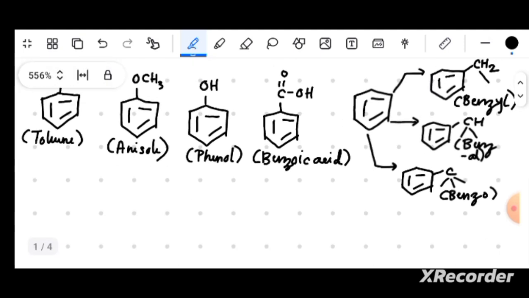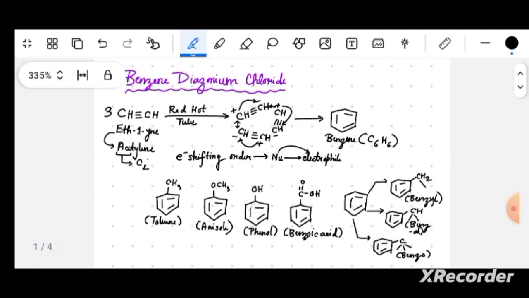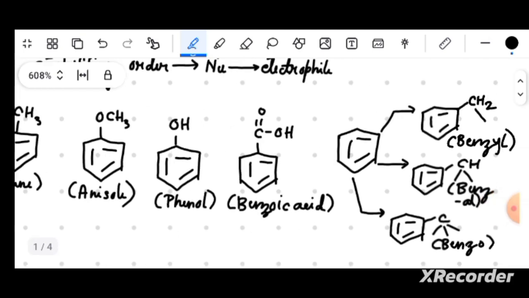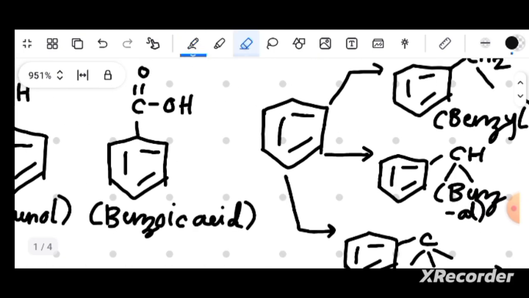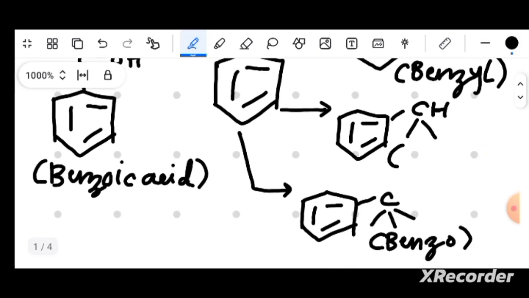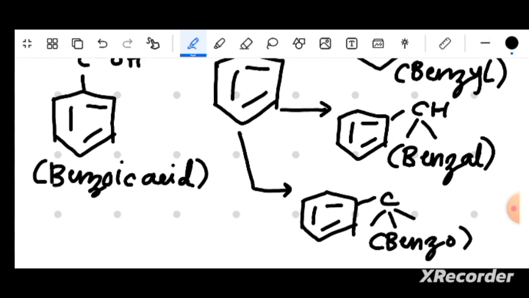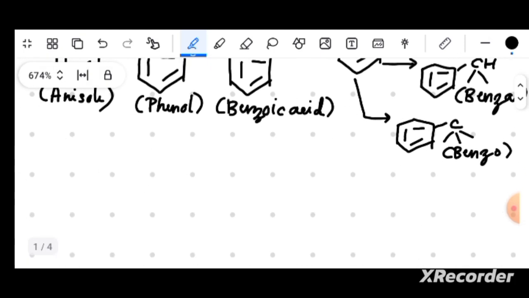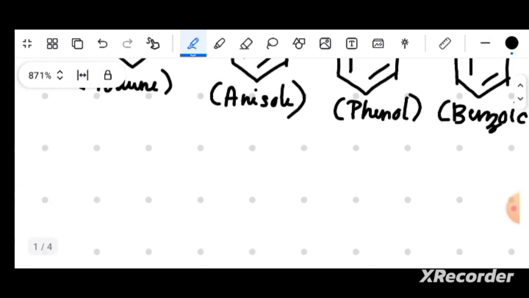I will show you examples as well. Just the handwriting is a bit messed up here. I will send you the notes on Telegram, so no need to worry. So I will show you examples of compounds derived from benzene.